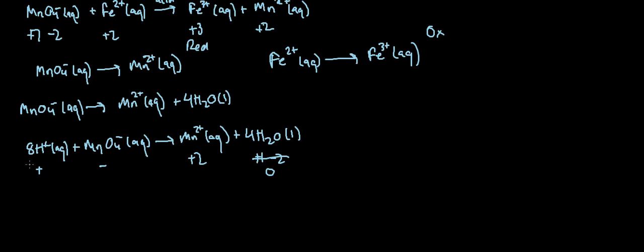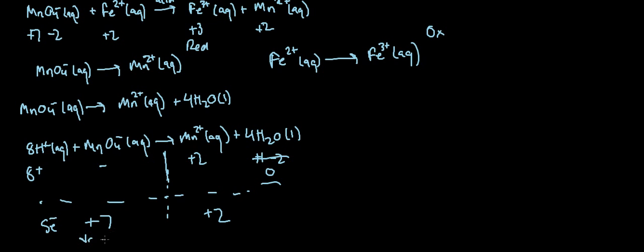But I have 8 hydrogens, so there's going to be 8 plus over here, and I have 1 manganese. So this is going to be this side of the equation. If I divide this equation in 2, this side of the equation is going to have +7 total charge, and this side is going to have +2 only. So in order to balance that out, I'm going to add 5 electrons to the left side. And electrons are a negative charge of 1. So if I add 5 electrons, this is going to bring this down to +2, and then they'll be equal.